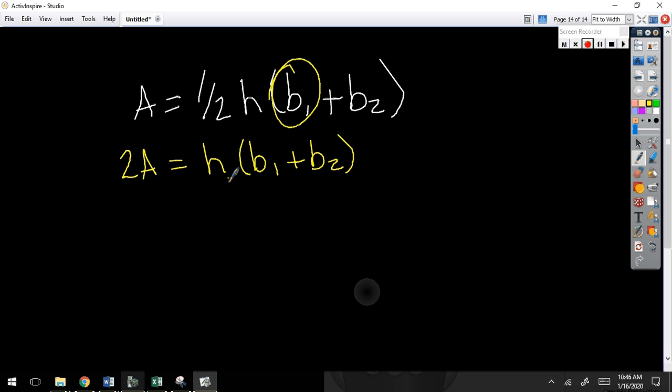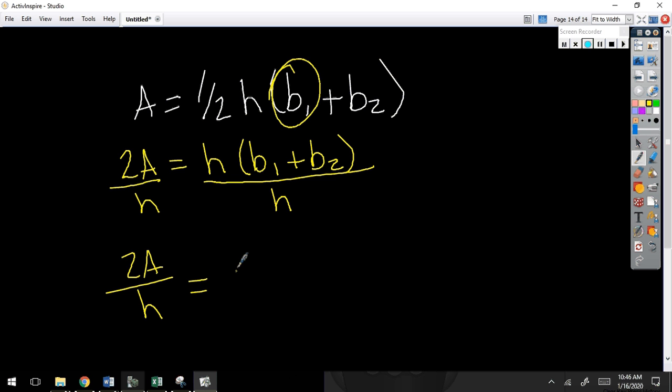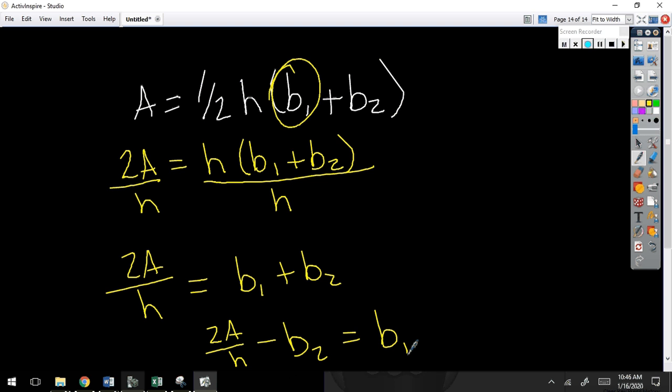Divide by height, right? You don't want to start any type of simplification. You don't want to distribute that h through. You really just want to get rid of it since you're trying to get that solitary variable by itself. So I have 2a over h is equal to base 1 plus base 2. Now this should be easy. How do you get base 1 by itself? Subtract base 2. So I have 2a over h minus base 2 is equal to this one.